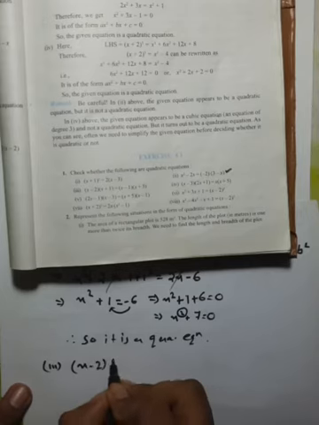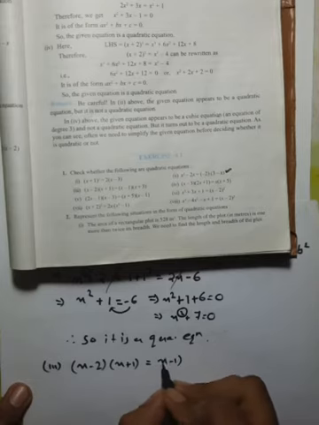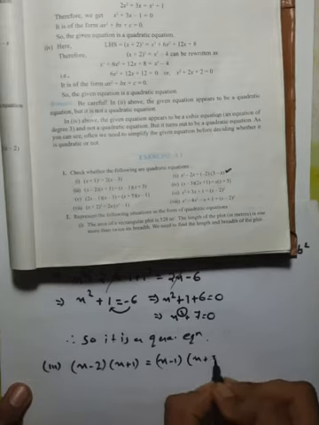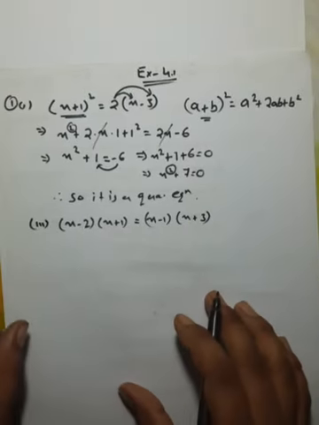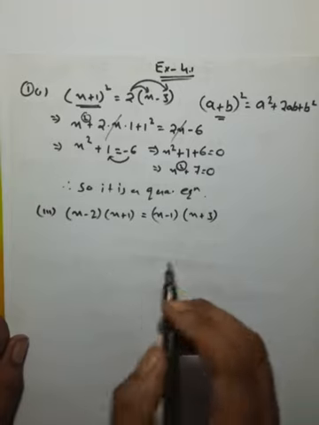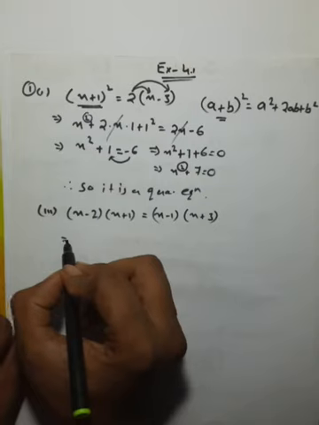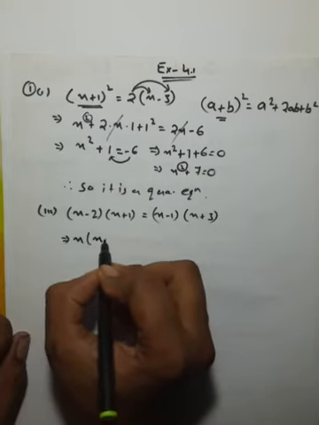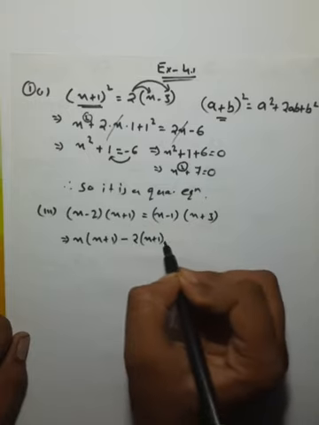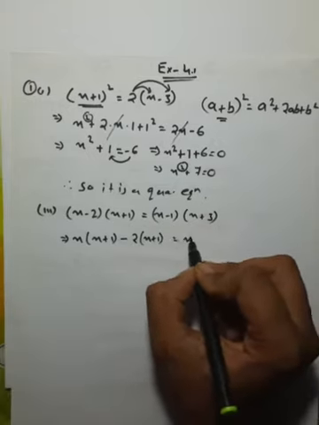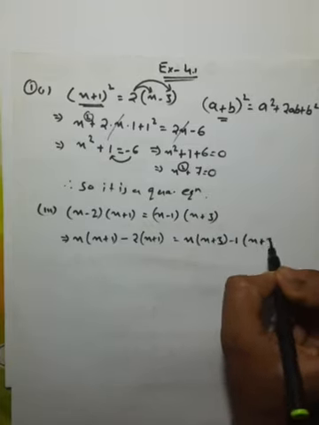(x minus 2) whole into (x plus 1) is equal to (x minus 1) whole into (x plus 3). Okay, see, in this case we have to multiply all these terms. So x into (x plus 1) minus 2 into (x plus 1), and x into (x plus 3) minus 1 into (x plus 3).